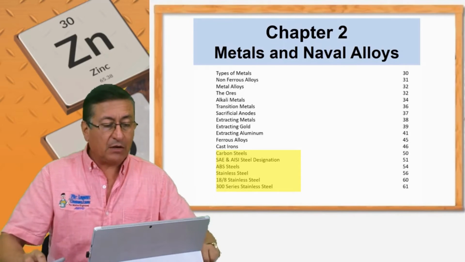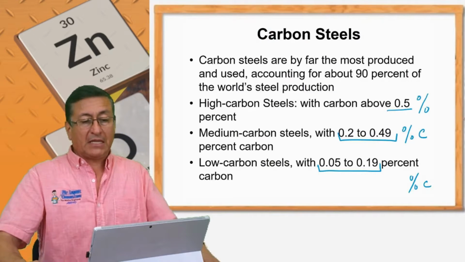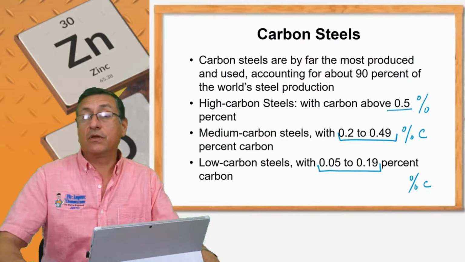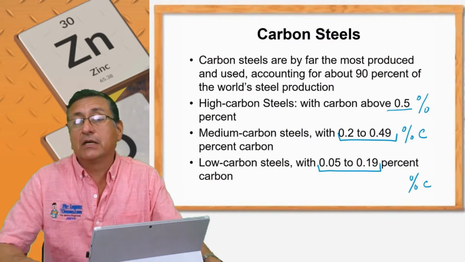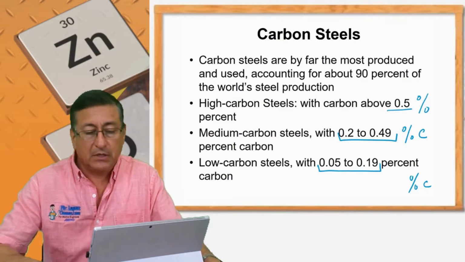Okay, we are going to start with the designation of the steels. Carbon steels. 90% of the world's metal production is steel. For that reason, it's the cheapest alloy in comparison with other, more expensive non-ferrous alloys.